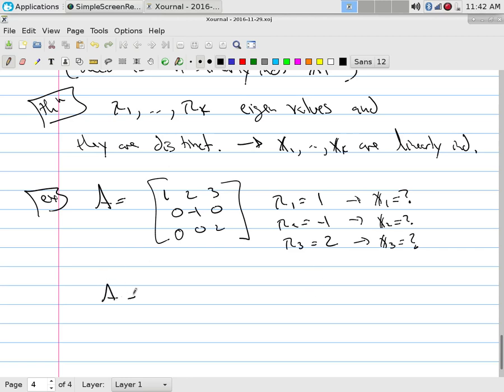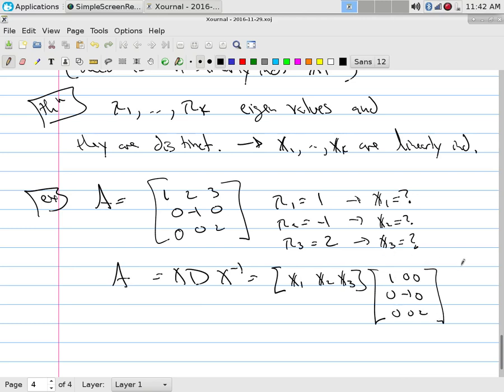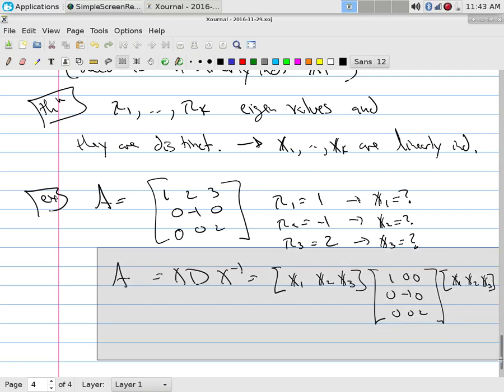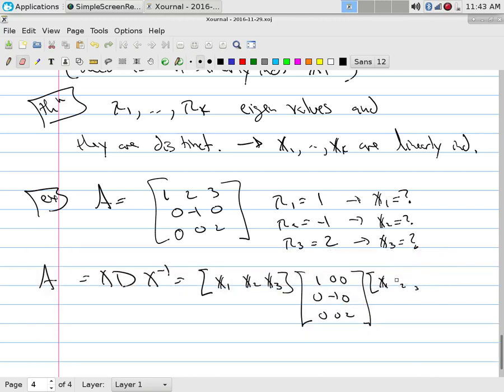And that would tell me that A could be written as what? If you forget the order of who's the inverse and who's not, write it this way: AX equals XD. Write it exactly the way you do eigenvalues: A times X is X times your constant. So if A times X equals X times a constant, therefore A is X times D times X inverse: X1, X2, X3 times the diagonal matrix 1, 0, 0, 0, minus 1, 0, 0, 0, 2, times X1, X2, X3, inverse.